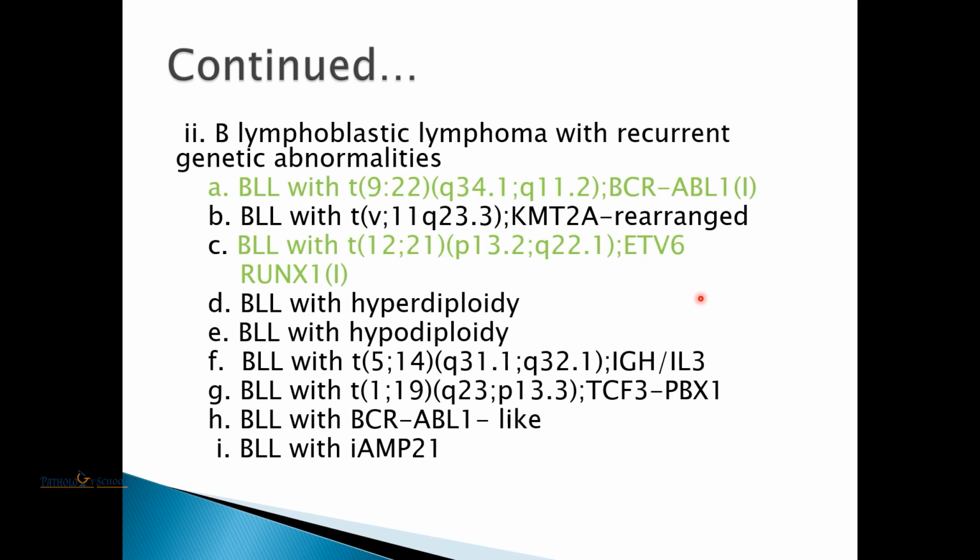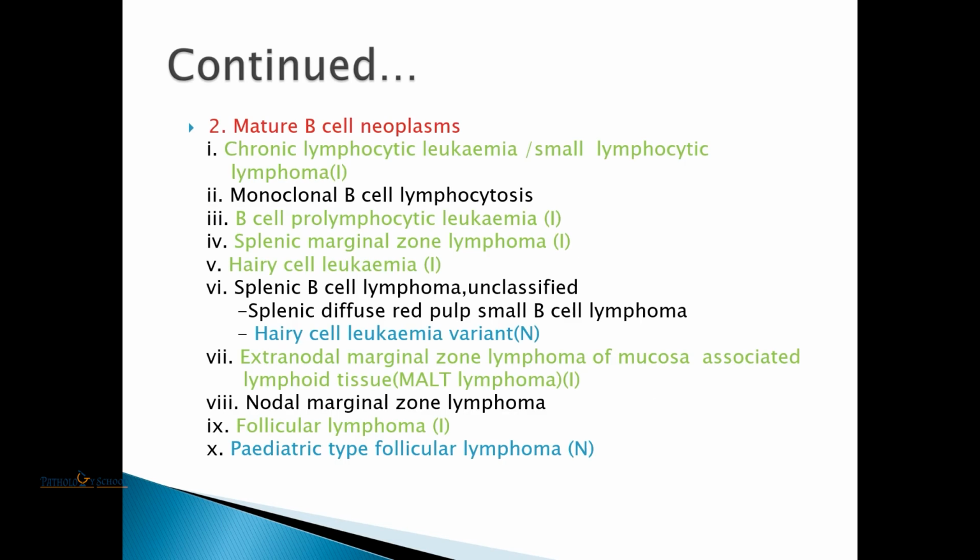Second category is B lymphoblastic lymphoma with recurrent genetic abnormalities. The important subtypes are BLL with translocation 9;22, q34.1;q11.2, BCR-ABL1. And the second important category is BLL with translocation 12;21, p13.2;q22.1, ETV6-RUNX1.